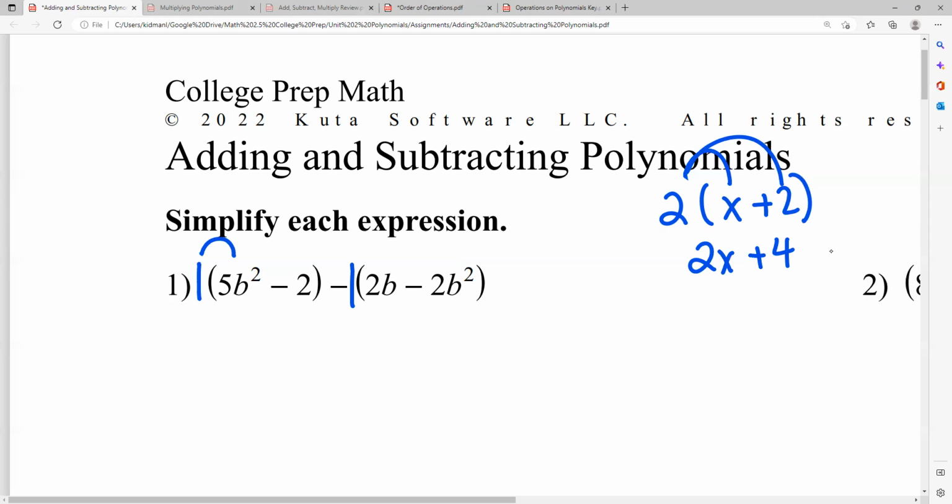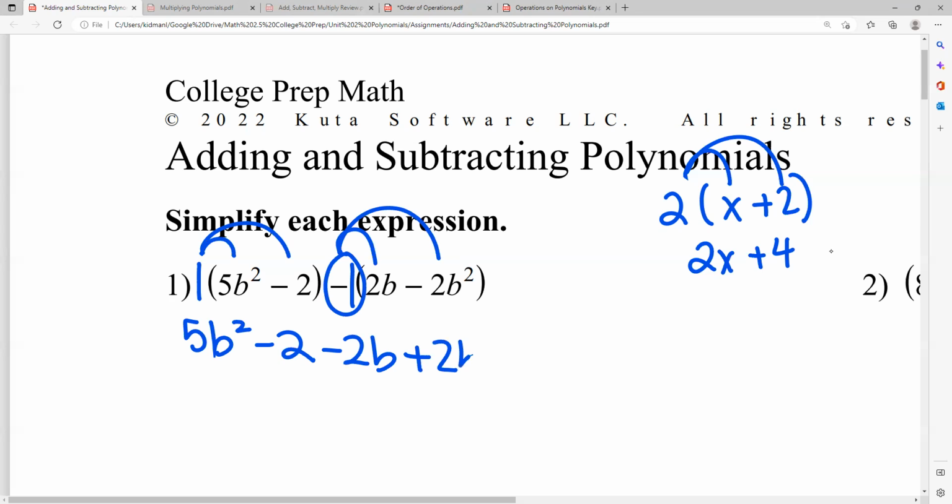So I've got 1 times 5b squared, which is 5b squared. I've got 1 times negative 2, which is negative 2. We're going to distribute this together. So negative 1 times 2b is negative 2b. Negative 1 times negative 2b squared is a positive 2b squared.